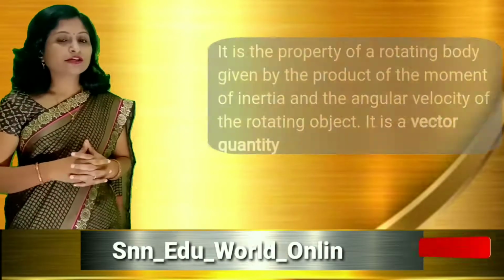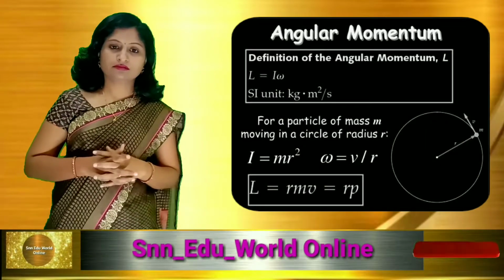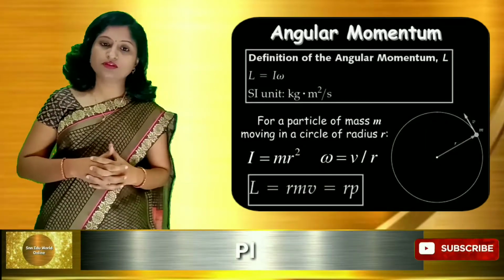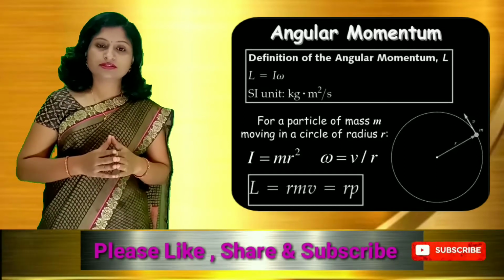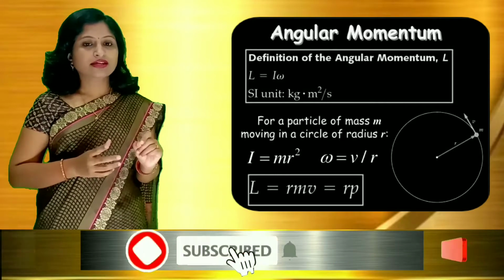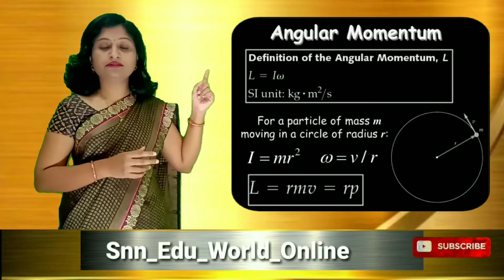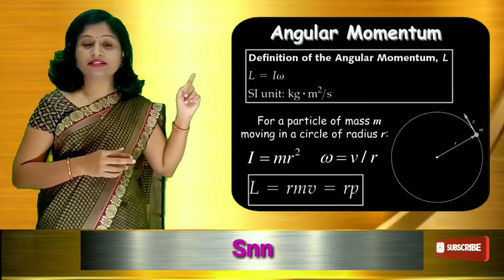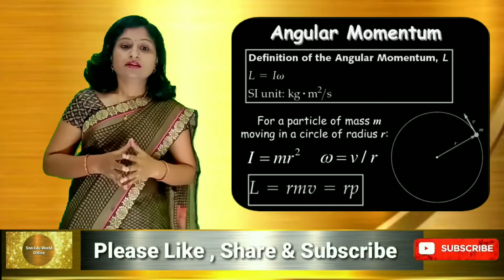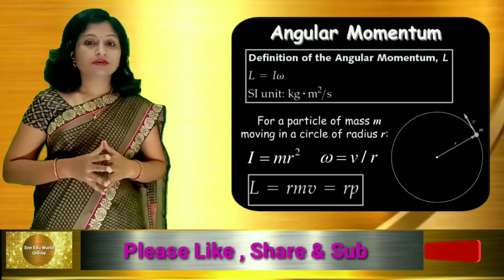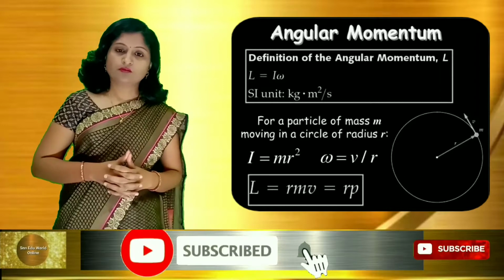According to that, what is our formula? L is equal to I into omega, and from this we can find the SI unit also. For I, it is mass into distance square, so it is kg meter square, and when we multiply with omega, it is radian per second. Radian is not included here, so the SI unit for angular momentum is only kilogram meter square per second.